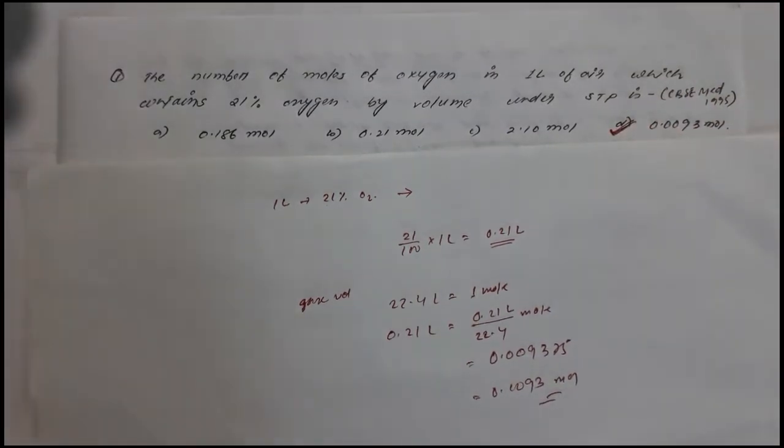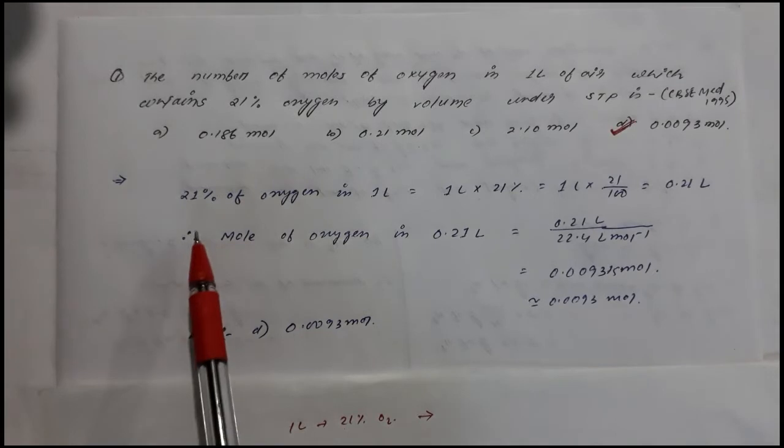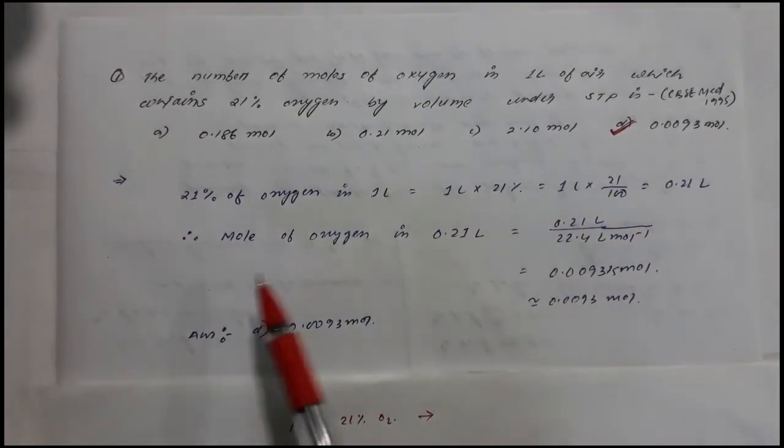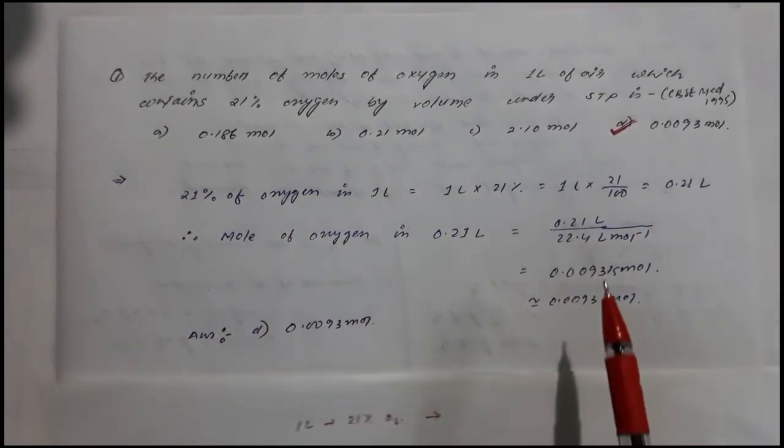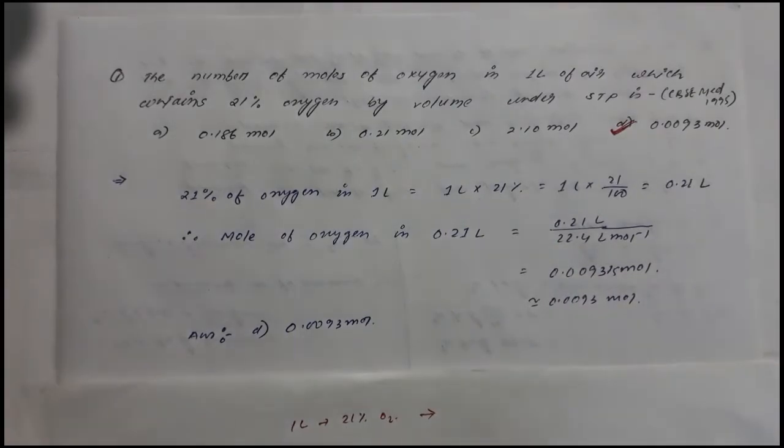I have solved the question in this pattern here, so you can have a look, or you can take a screenshot of this. So 21% of 1 liter gives this volume, and the moles of oxygen equal this divided by 22.4, which comes out as this. So this is the simplest question. This type of question you may have in the examination.